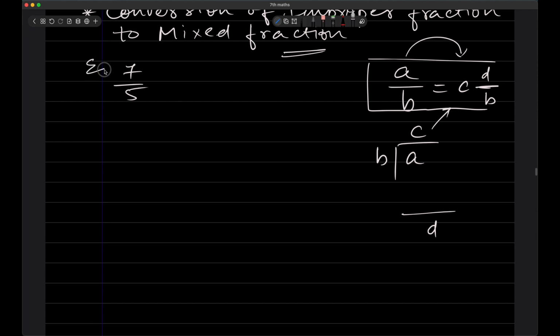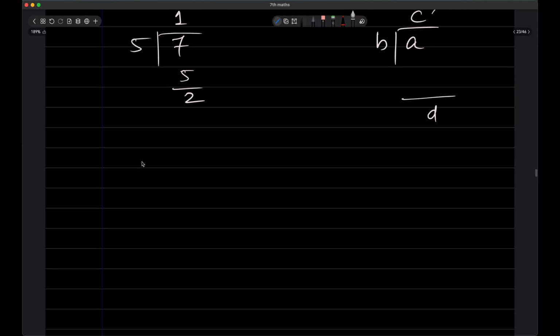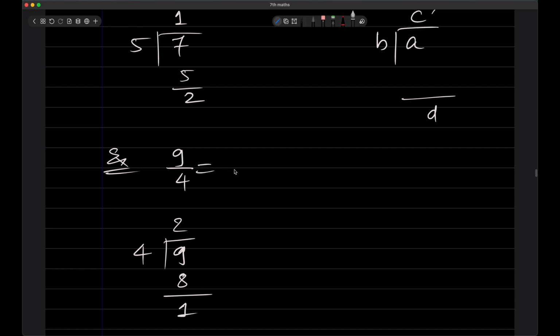If we take the example of 7 by 5, we will divide 7, that is numerator, by 5, that is 5 ones are 5 and remainder is 2. So this is 1 complete 2 by 5. Let's take one more example, that is 9 by 4. So we will divide 9 by 4. 4 twos are 8 and remainder is 1. We will get 2 complete 1 by 4.